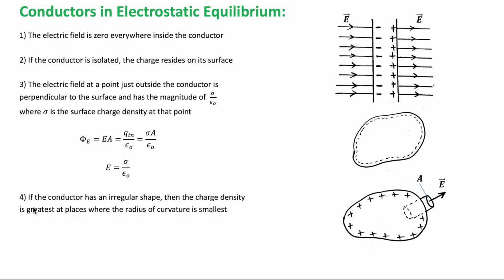And the fourth condition is that if the conductor has an irregular shape, then the charge density is greatest at places where the radius of curvature is smallest. And we will discuss this point in another video, okay?